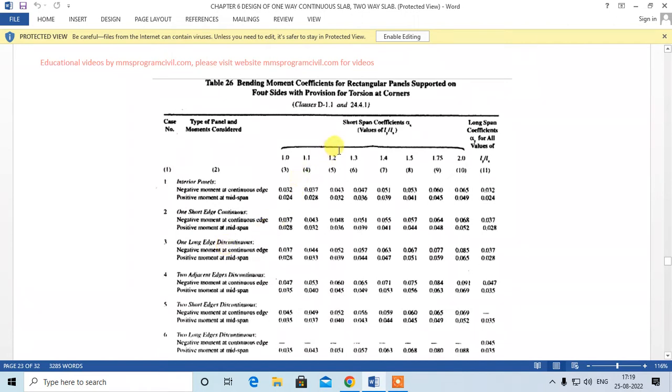Okay, now this is the shorter span coefficient alpha x. This is the long span coefficient alpha y, right? We can see over here there is negative moment at the edges, that is alpha x negative, and this is positive moment at midspan, this is alpha x positive, right? So let me show you what is alpha x negative and what is alpha x positive.